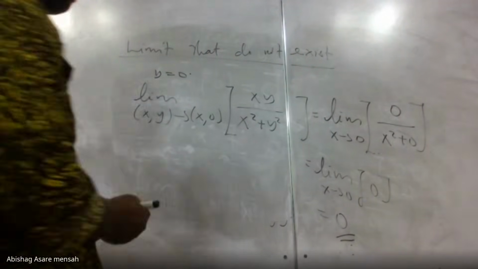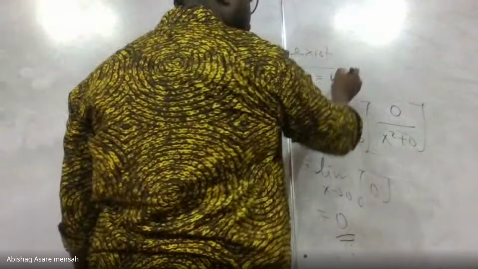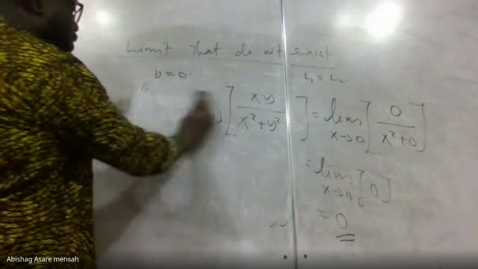So you see that the first one was 0, and the second one was also 0. So we say that L1 is equal to L2. But we need to test it and see, right? Let's go for another test.